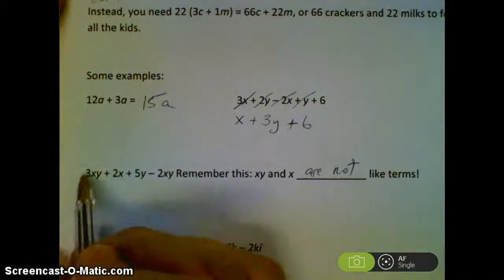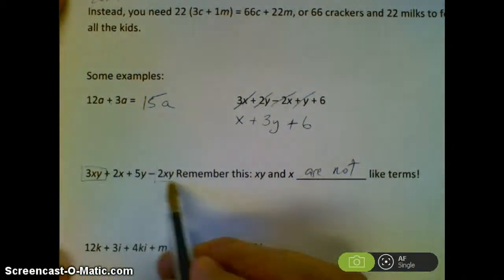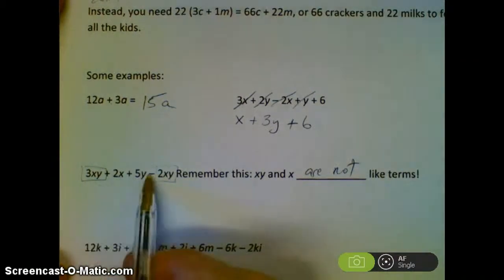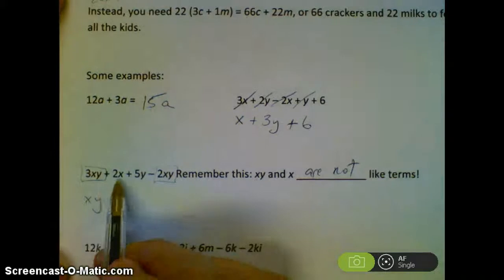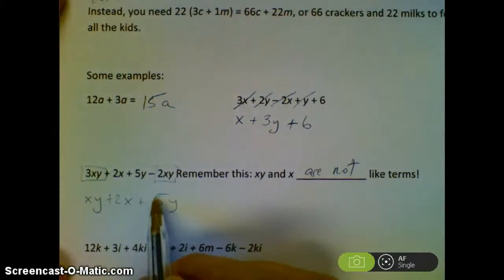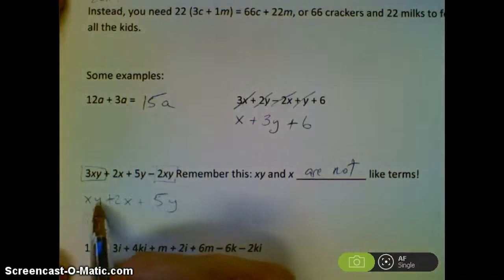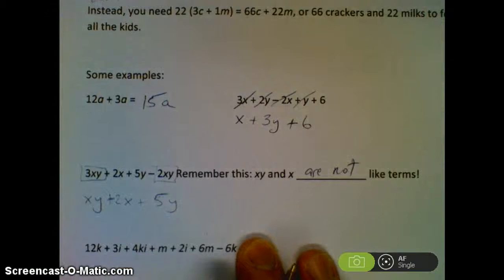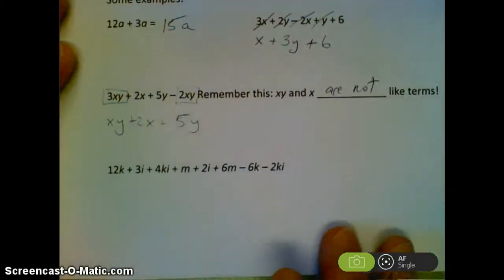3xy, the like terms here are 3xy and 2xy. So 3xy minus 2xy leaves me with 1xy, and then plus 2x plus y. I can't combine those, and these xy's have to stay separate. It's something to remember.